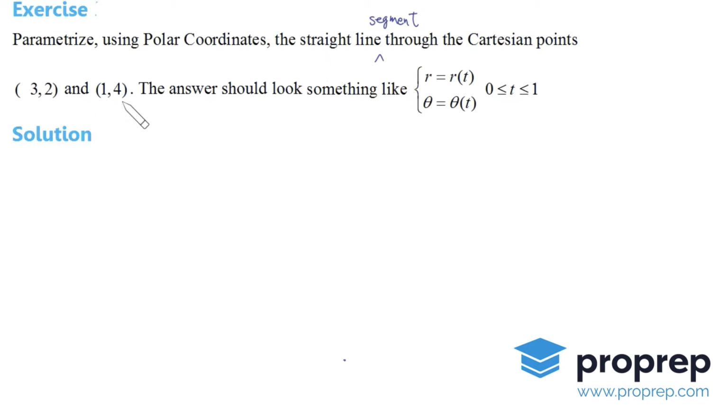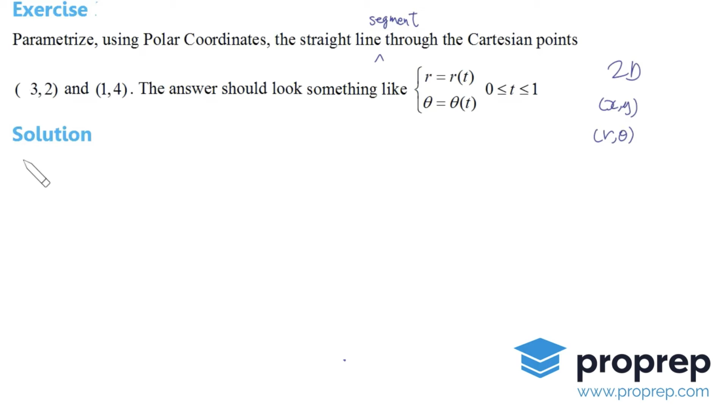We want to parameterize that with a parameter t going from 0 to 1, but in polar coordinates. Of course, we're in 2D. Cartesian is xy and polar is r theta. What I suggest is let's parameterize it using Cartesian coordinates and then use the conversion formulas from Cartesian to polar.